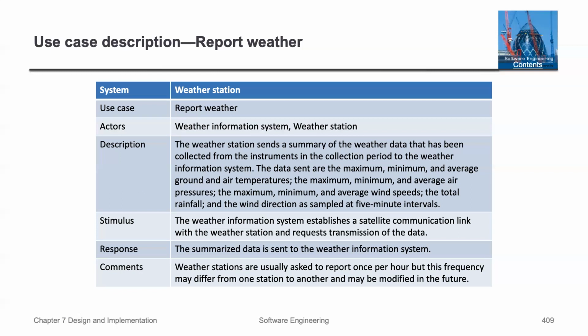So the stimulus is the weather information system establishes a satellite communication link with the weather station and requests transmission of the data. So it's stored and then periodically offloaded to satellites. And in response, the summarized data is sent to the weather information system, and the weather stations are usually asked to report once per hour, but this frequency may differ from one station to another and may be modified in the future.